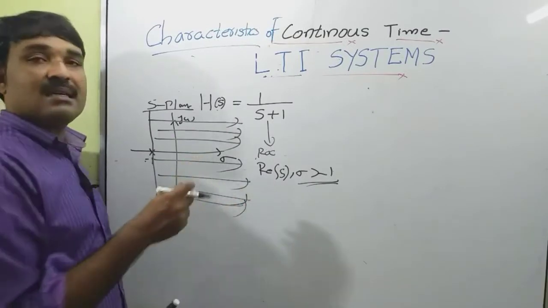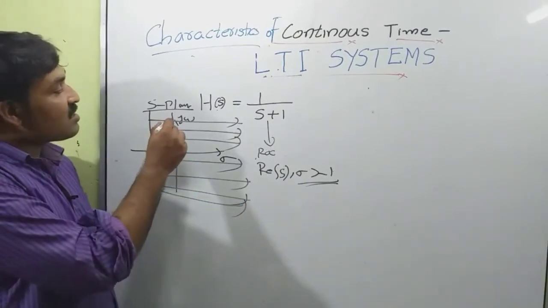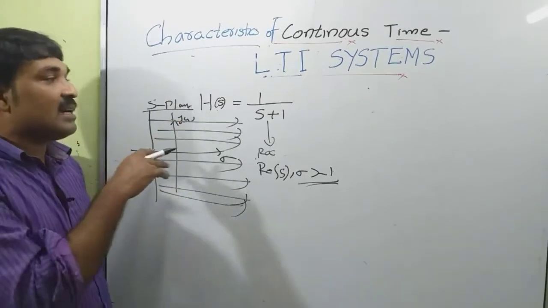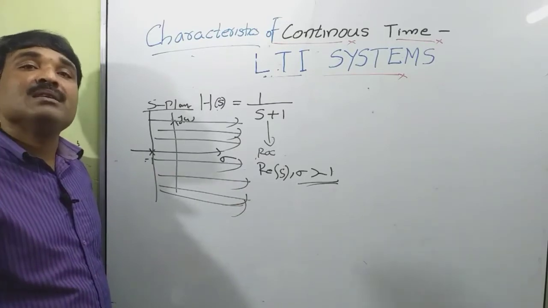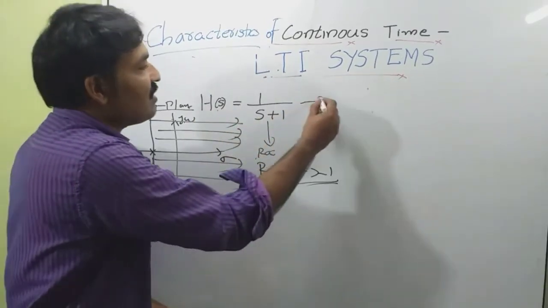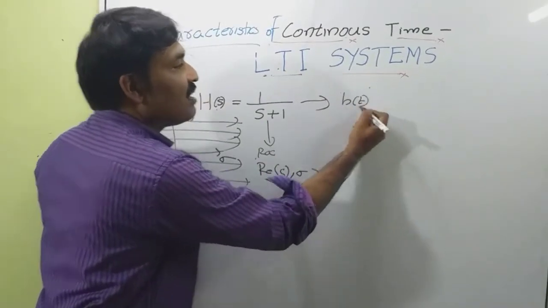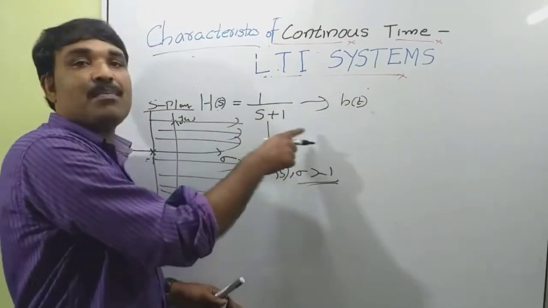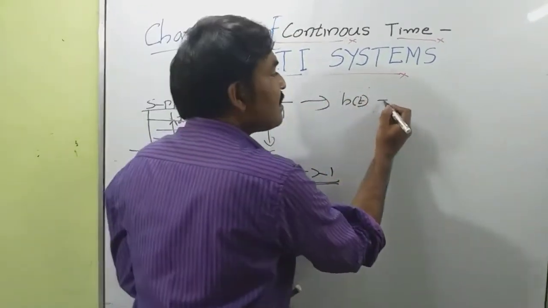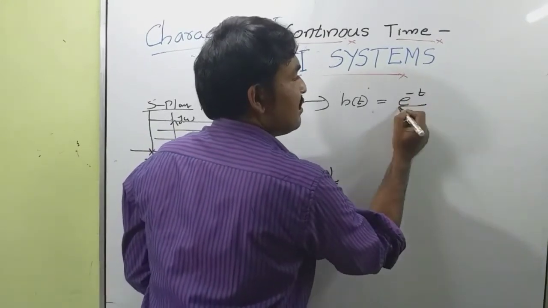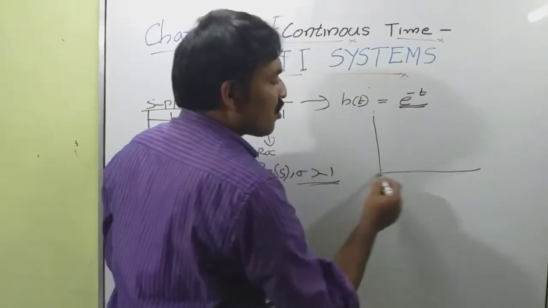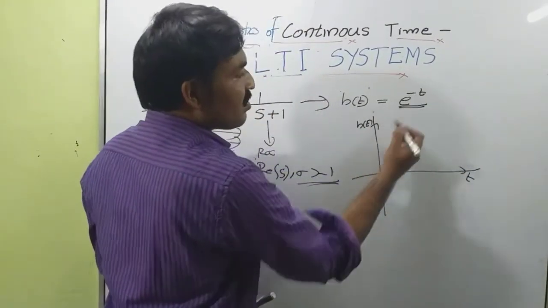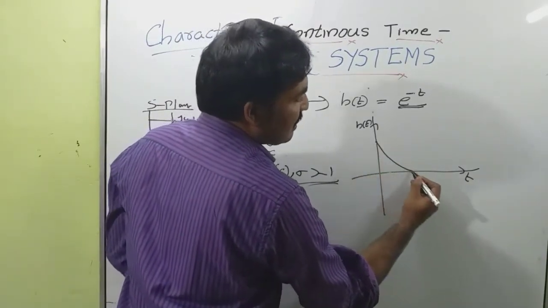So the signal is causal and the ROC contains the j omega axis. We said that if the region of convergence contains the j omega axis, then the system is said to be stable. Now let us find h of t, the time domain representation of the impulse response. h of t is the inverse Laplace transform of 1 by s plus 1, that is equal to e raised to minus t. Now I am going to draw h of t, the impulse response as a function of time. At t equal to 0, the value is equal to 1. This will exponentially decay to 0.